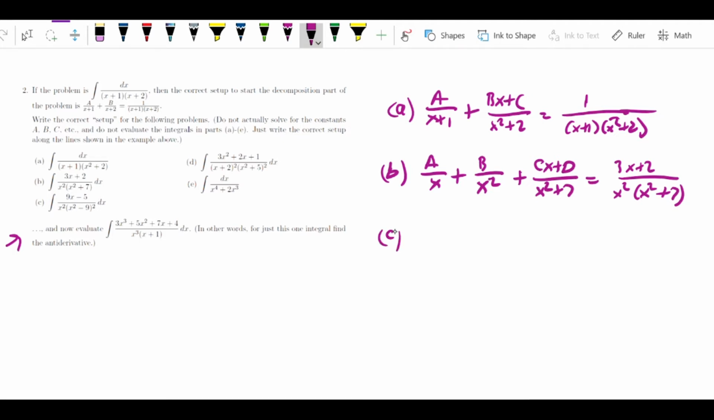C. Here we have the repeated linear factor and what looks like a repeated quadratic factor, except it's actually not, because x squared minus 9 is actually just two linear factors.